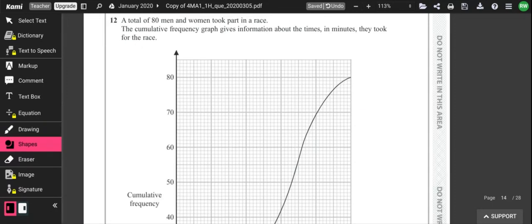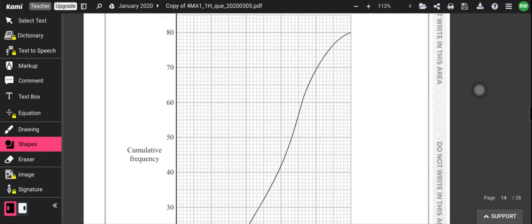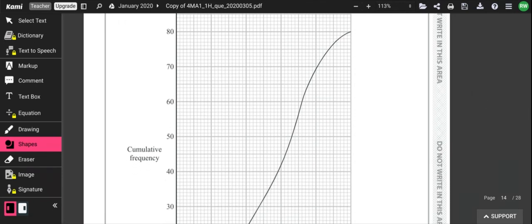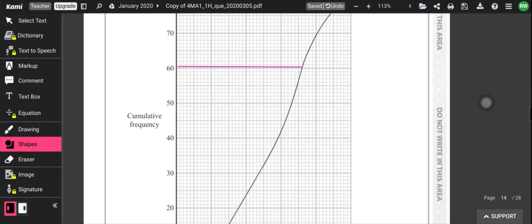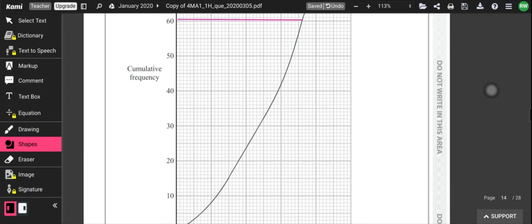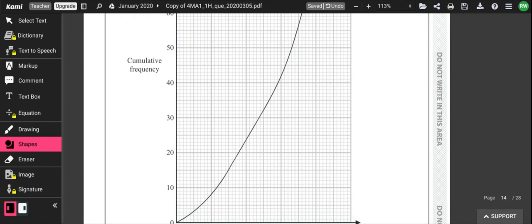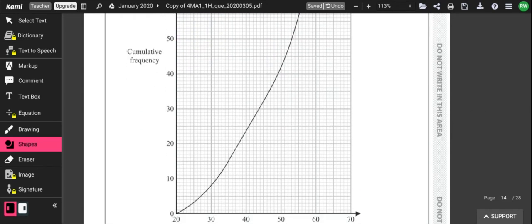Question 12, we're looking at the interquartile range, and there's 80 men and women that took part. So for the upper quartile, we want the 75th percentile, which is at 60. So we take that along and take that down, and we're going to go to the 25th percentile, which will be at 20, and we can read both of these off here.